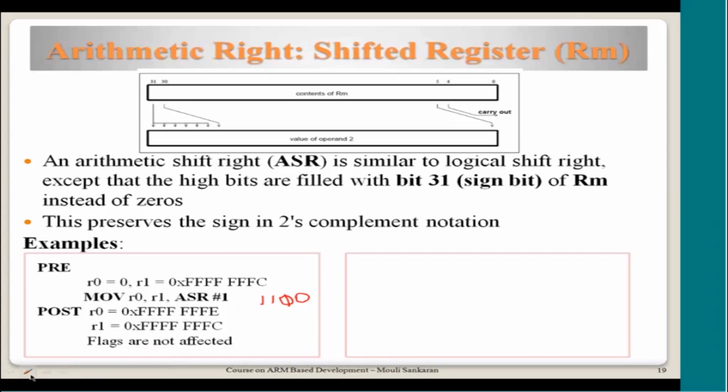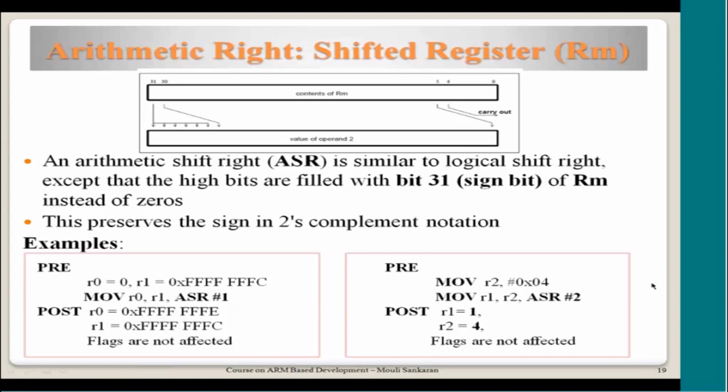One second, let me erase this. Okay, now let us see one more example so that you understand it fully. R2 is filled with 4 and I am trying to do an arithmetic shift right. Now what is the MSB here? What is the sign flag of this R2 here? It happens to be 0.